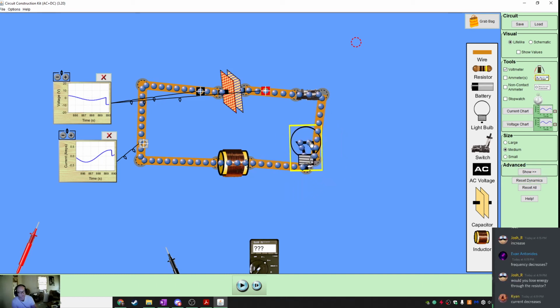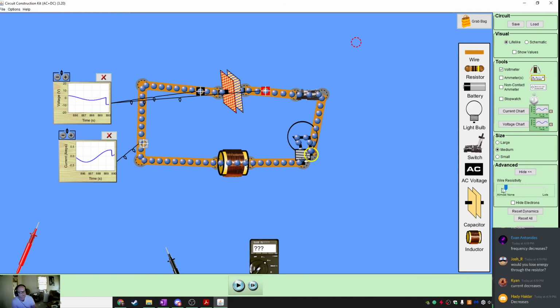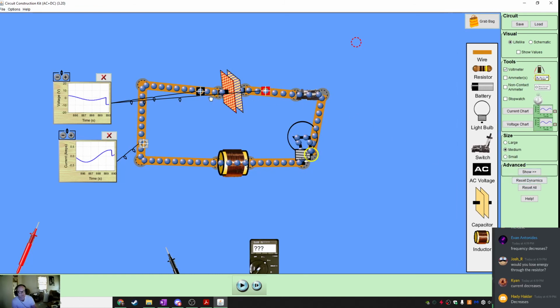You're going to lose energy. That's exactly right, Josh. Now what happens is that previously we were treating these as ideal objects, okay? In fact, if I click on this right here, you can see that the wire resistivity is set to 0 in the simulation. That means that the system can never actually lose energy.